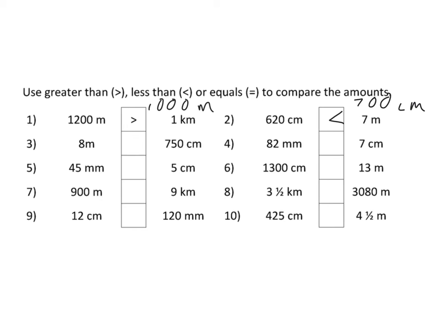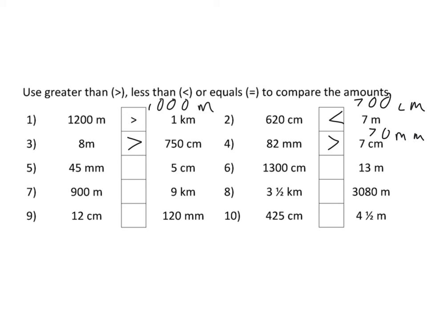Okay, if we move on to number 3, so 8 meters. 8 meters is 800 centimeters. And you've got 750, so 800 is greater than 750 centimeters. Next one then, number 4, 82 millimeters. So if you need to, you convert these centimeters into millimeters, so that 7 centimeters becomes 70 millimeters. And is 82 greater than 7 centimetres? Yes, it is, okay.